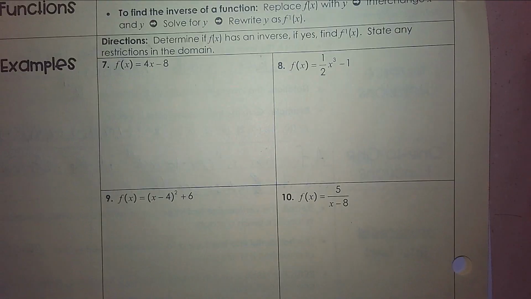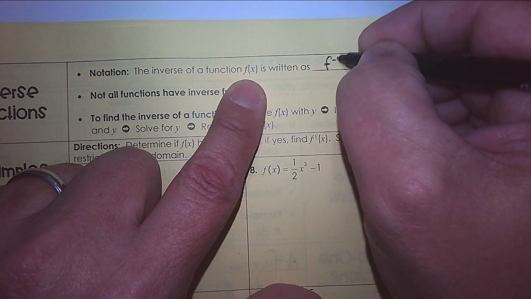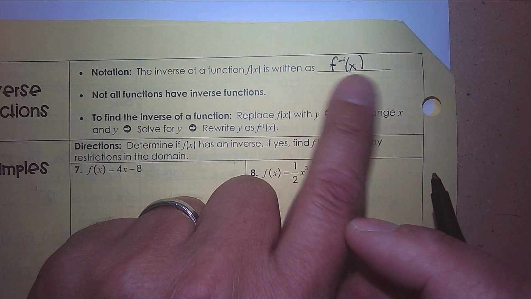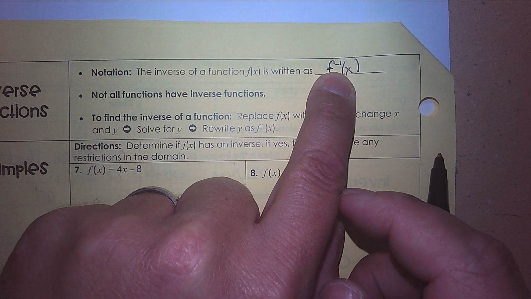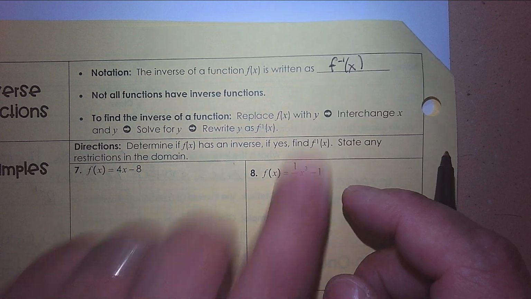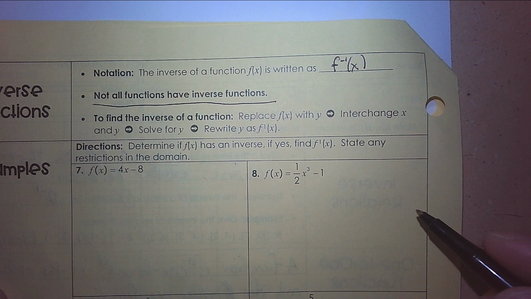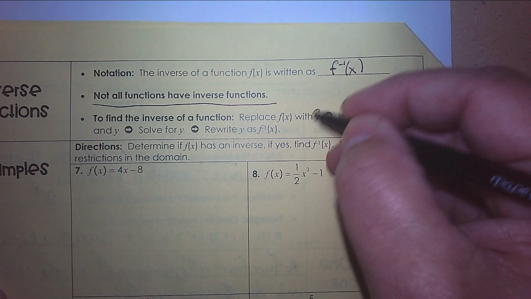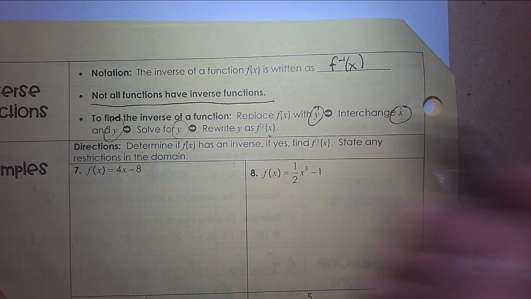Turn the page. So what's the notation for a function's inverse? If it's f of x, the notation is f inverse, with a negative 1. Have you seen that notation and didn't understand it, or is that brand new? The symbol for inverse is that little negative 1. Not all functions have inverses. To find the inverse of a function, we replace f of x with y, we interchange x and y, we solve for y, and then we rewrite it.